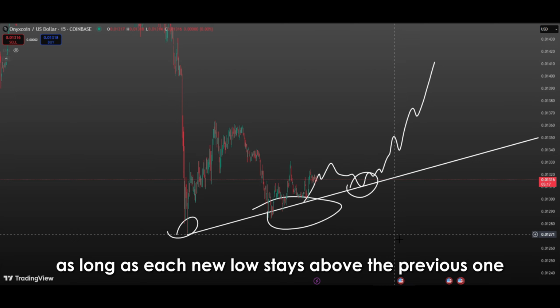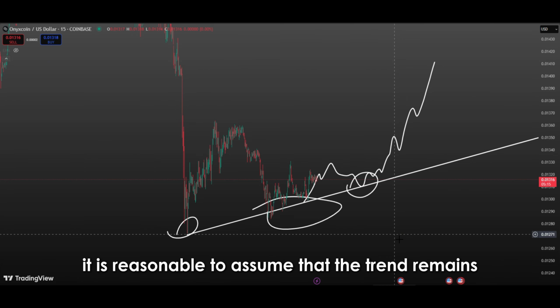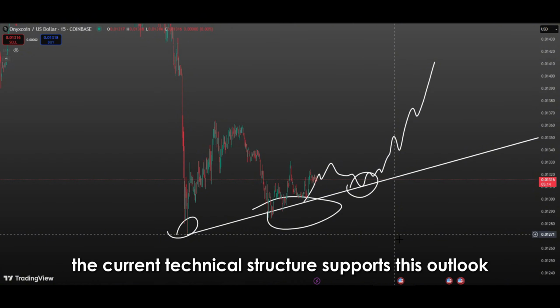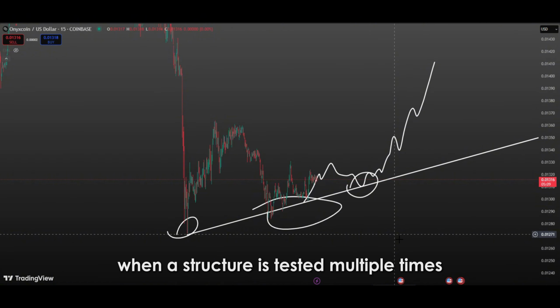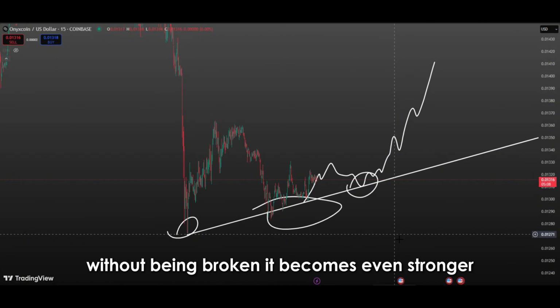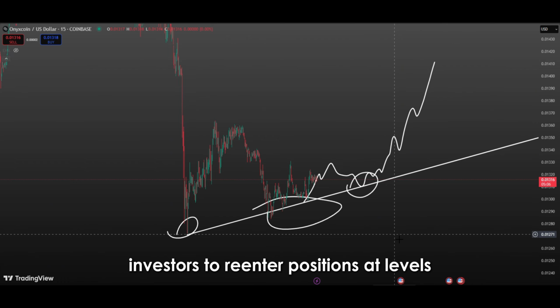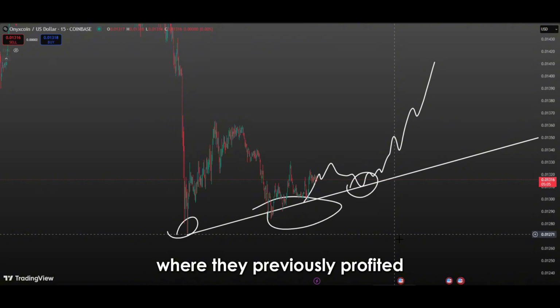As long as each new low stays above the previous one, it is reasonable to assume that the trend remains unbroken. The current technical structure supports this outlook. Furthermore, the price's loyalty to this rising trend line carries great significance in terms of investor psychology. In technical analysis, when a structure is tested multiple times without being broken, it becomes even stronger. This encourages investors to re-enter positions at levels where they previously profited.